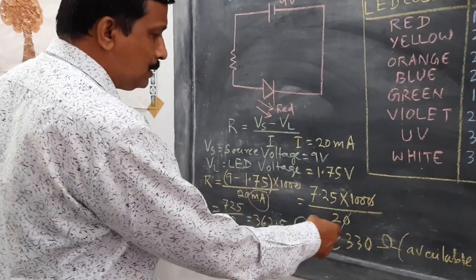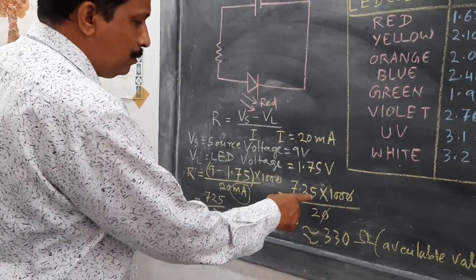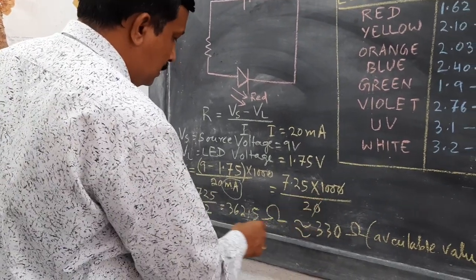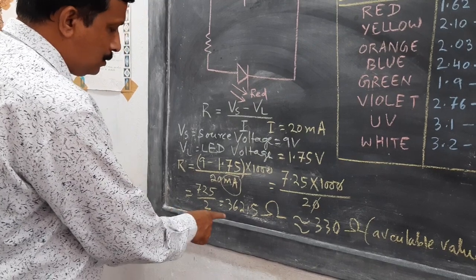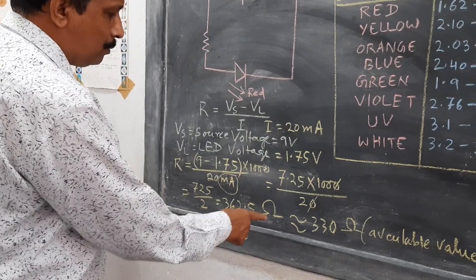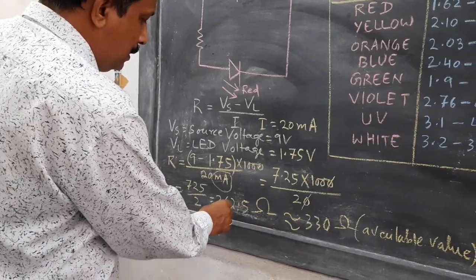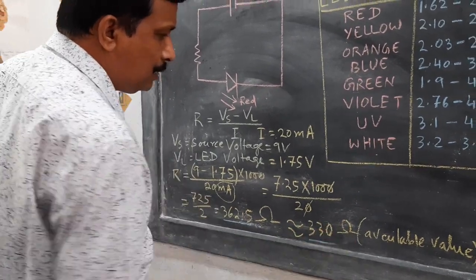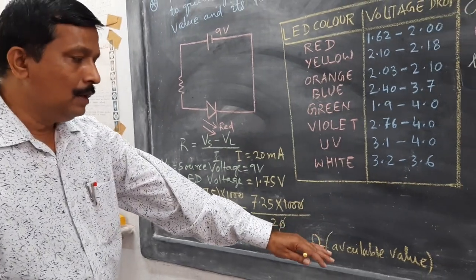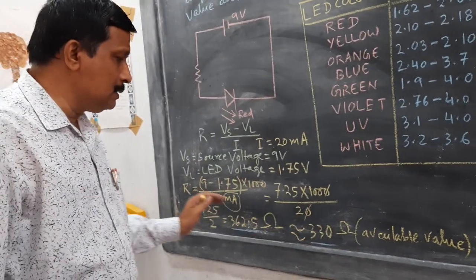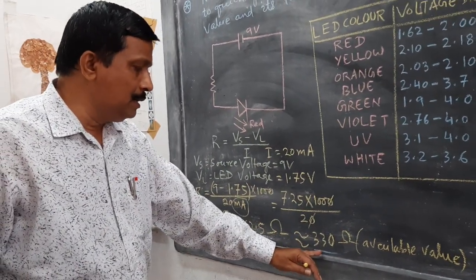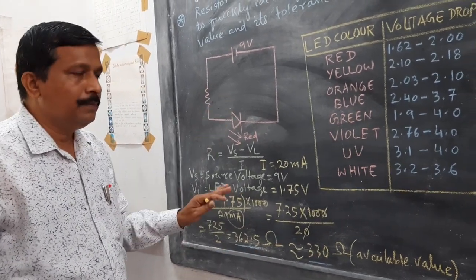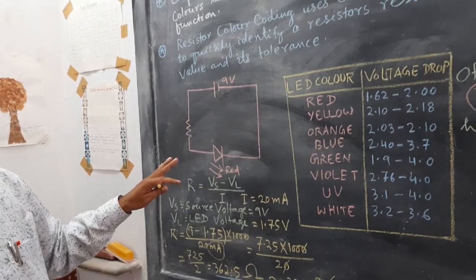So 0 cancels out. Then you will get 72500. Suppose you want to cut this again, so 725 by 2. So it is 362.5 ohm. So approximately this is 362.5. So approximately this is 330 ohm, which is available. The available resistive value of that is 330. So you will take this one. So this is all about how to calculate.